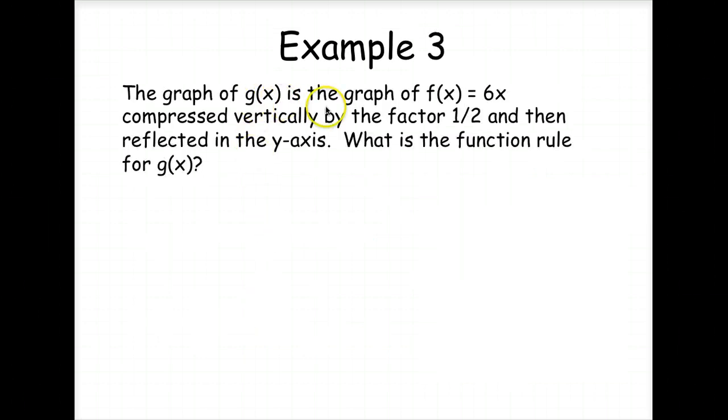The graph of g of x is the graph of f of x is equal to 6x, compressed vertically by the factor of 1/2, and then reflected in the y-axis. So what is the function rule? Well, first of all, if we take half of 6 or multiply 6 by 1/2, we get a 3. It's reflected across the y-axis. We're going to change the sign to a negative 3x.